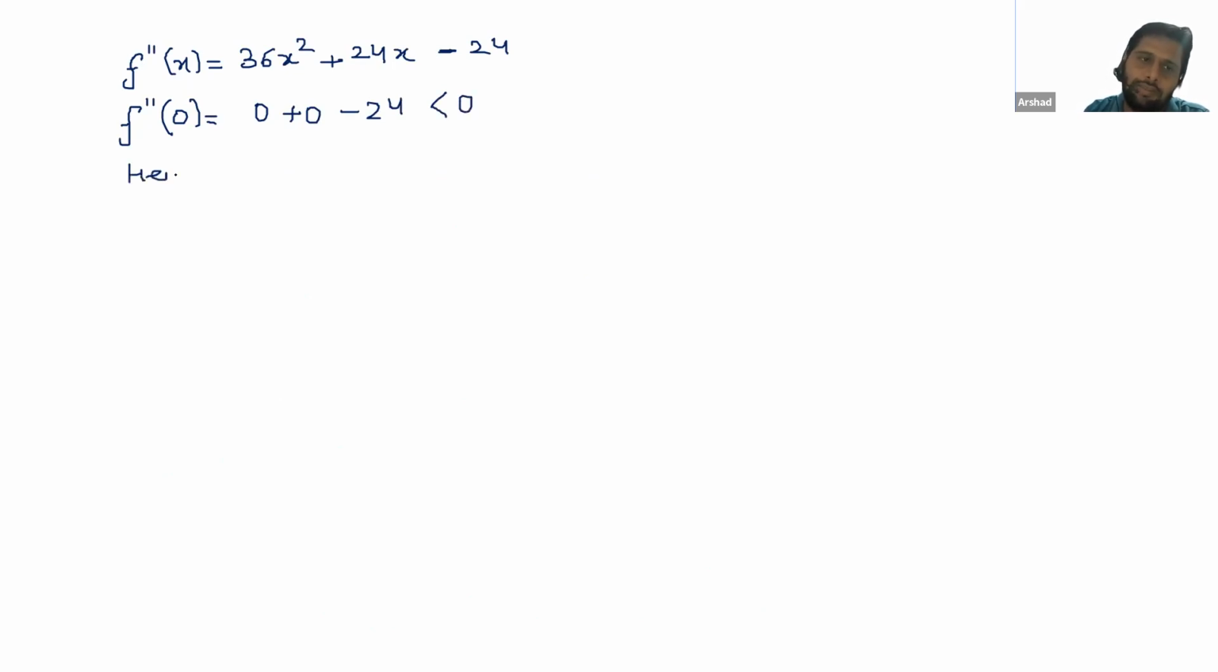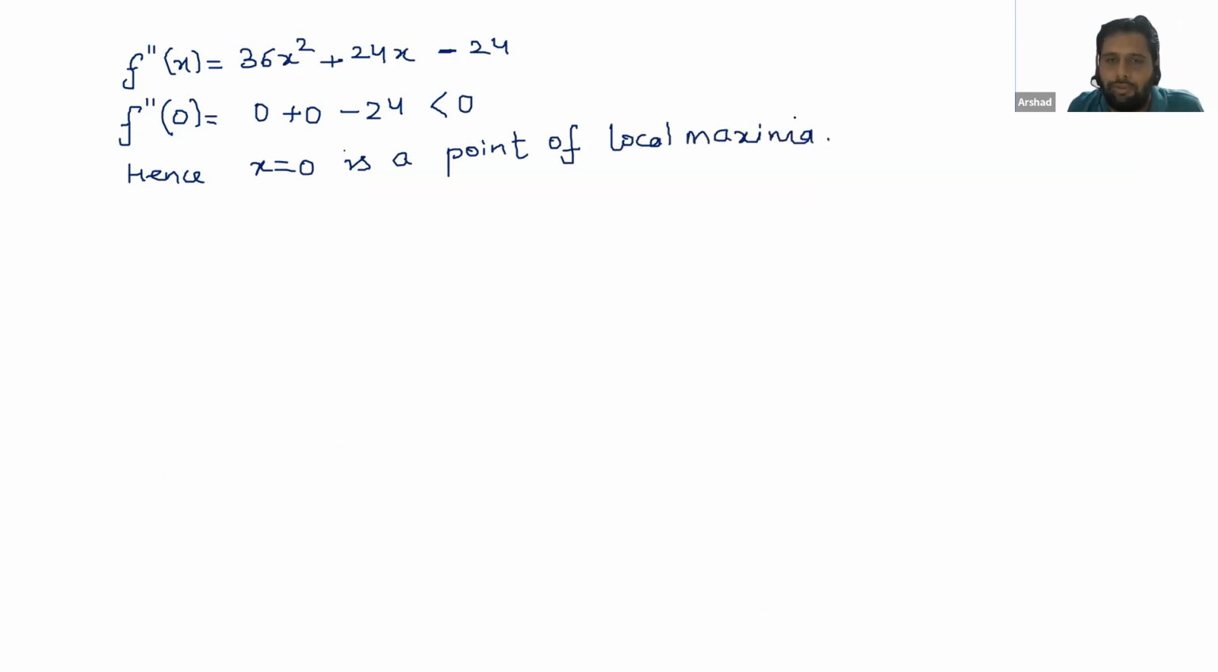Hence, x is equal to 0 is a point of local maxima. Okay, if we get less than 0, then this point is a point of local maxima. Now is this theorem clear to all of you? Please raise your hand.